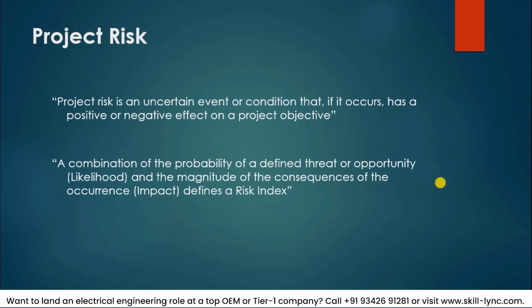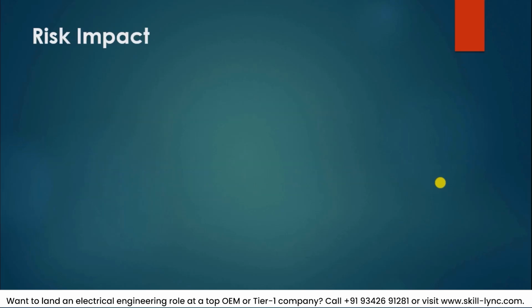This risk can also be a combination of the probability of a defined threat or opportunity, and the magnitude of the consequences of the occurrence is taken as a risk index. So by terming an event as a risk, you bring in the probability of it happening, and then the impact of it, how frequently it can happen, what is the probability of it actually happening, and based on that you can define an index that quantifies the risk. So we can next quantify how this risk is going to impact our project.